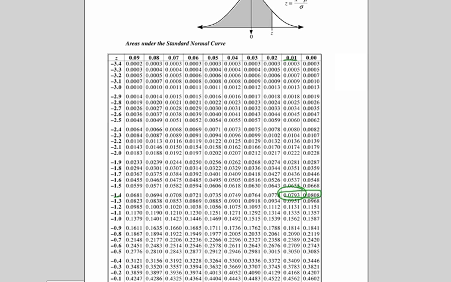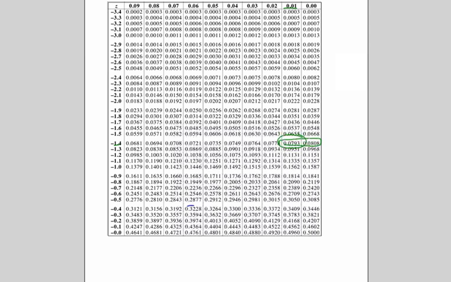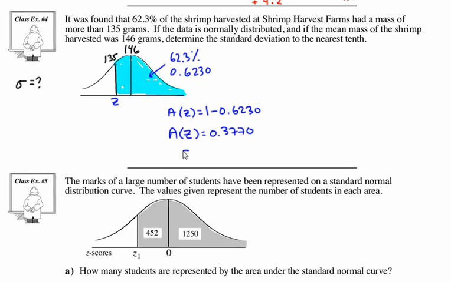So grabbing our sheet, we can figure out our z-score if we know that area to the left. 0.3770, so where is that? Scrolling down, 0.3770, the closest is 0.3783. So that would be negative 0.31. So that's our z-score. Our z-score is negative 0.31.